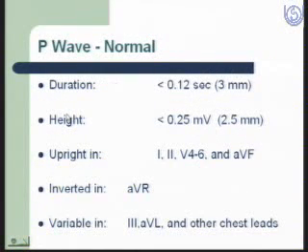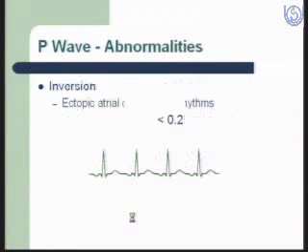Now we are coming to the ECG deflections one by one. The P wave: the duration of the normal P wave is less than 120 milliseconds, that is less than 3 millimeters on the ECG, and the height is less than 2.5 millimeters or 0.25 millivolts. The P wave is upright in lead 1, lead 2, V4 and V6 and in lead AVF, and is inverted in AVR, whereas it may be variable in lead 3, AVL and in the other chest leads.